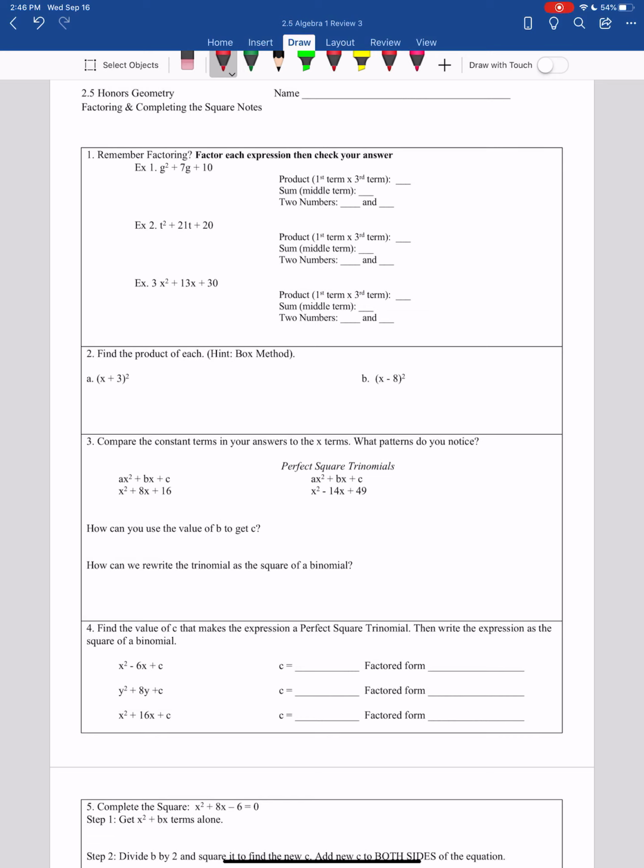Hi guys, for 2.5 we're going to review factoring, so a little quick Algebra 1 review. This is going to be really important when we're converting our circle equations from general form to standard form, which we're going to learn about more after fall break. But let's just go over some factoring questions together.